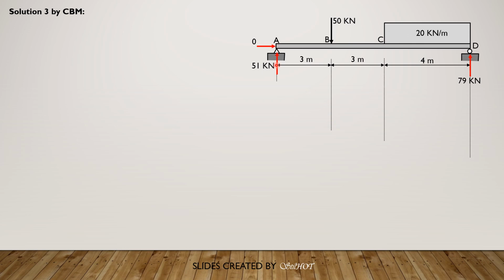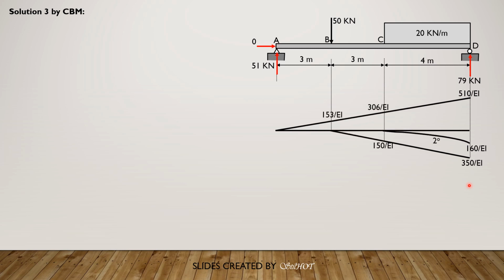Okay, let's proceed to solution number 3 by conjugate beam method. So we already drew the moment diagram by parts with moment center at D from area moment theorems, and then let's use that moment area by parts. Since this is simply supported, the equivalent conjugate beam will be the same. So pin at A, then roller at D. So we treat this as the loading by principle.